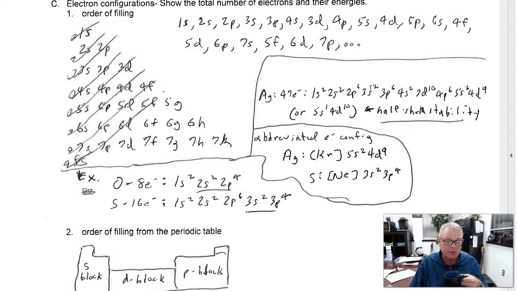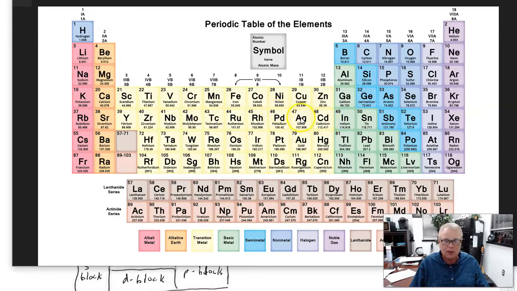That's the important ones. So what I can do is I can write something called an abbreviated electron configuration. And the way you do abbreviated electron configurations is you go to the last noble gas that you pass before you get to that particular element. You put that in brackets, and then you write the rest of the electron configuration. So if I'm dealing with silver, for example, here's silver, so I go through the periodic table. The last one I get to is krypton. So what we're going to do is we're going to write krypton in a bracket.